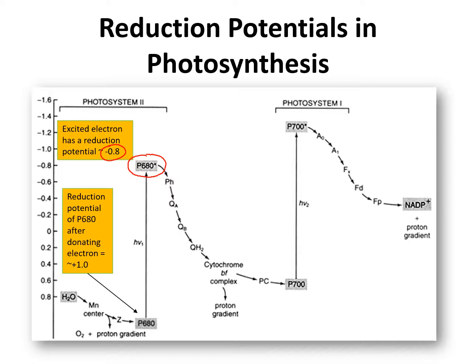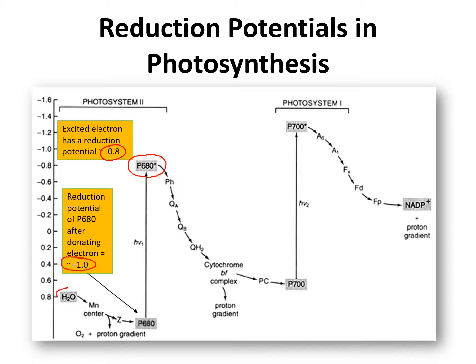Now, the next thing, after that electron is excited by light and removed from P680, the reduction potential of P680 after donating the electron is around 1. That is really high. Remember, the biggest reduction potential we've seen so far is that of oxygen, which is about 0.8. Well, look at the scale here.